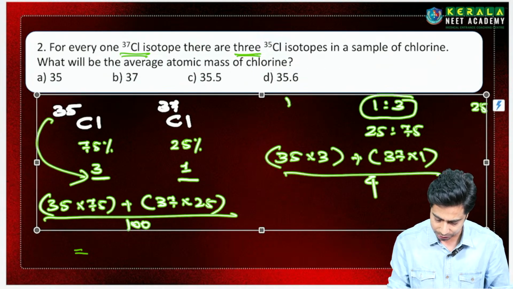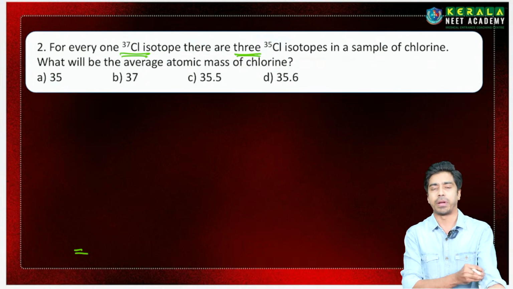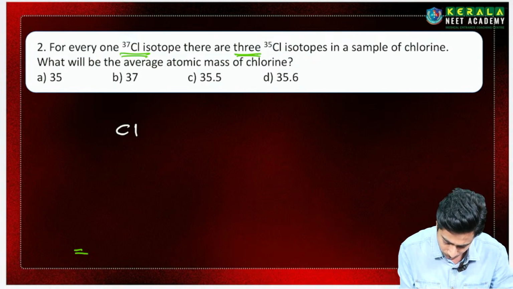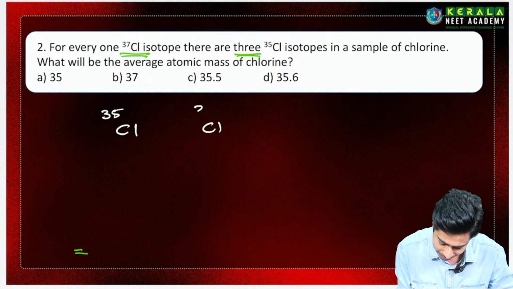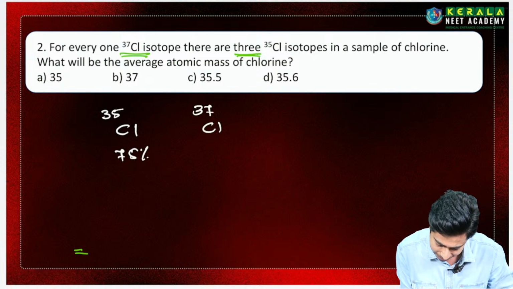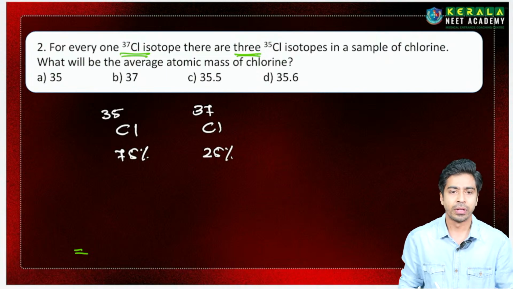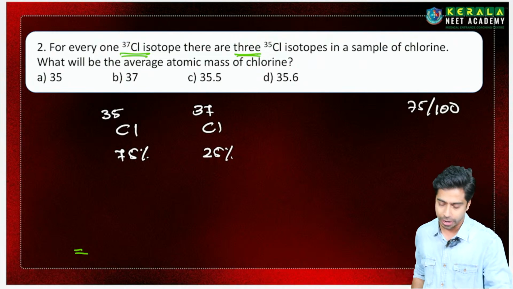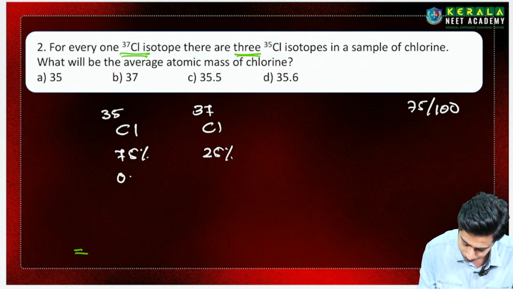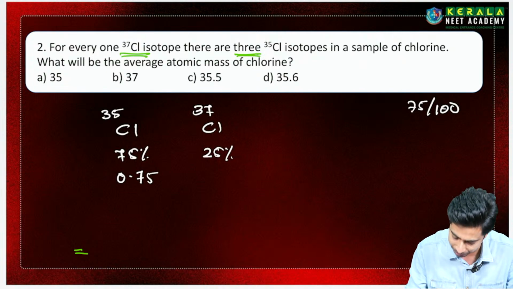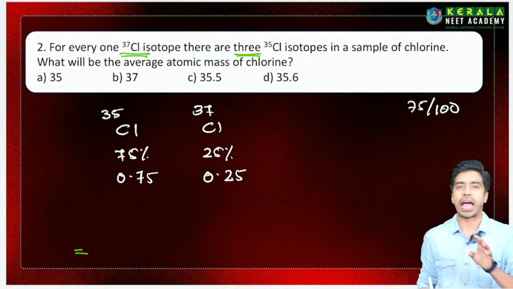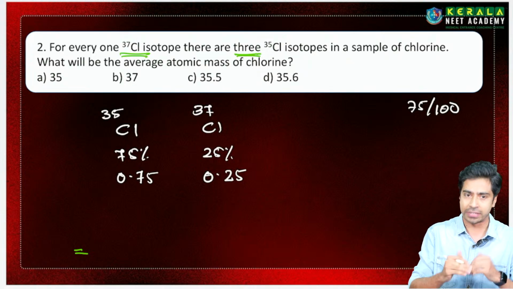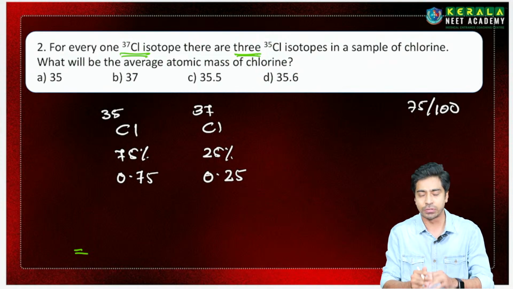But remember, this shortcut can be applied only when you have only 2 isotopes. Now you know that chlorine has chlorine 35 and also chlorine 37, which are 75% and 25%. 75% means 75 divided by 100, so that will be 0.75. 25% is 0.25. That is called fractional abundance. So for chlorine 35 the fractional abundance is 0.75, and for 37 it is 0.25.